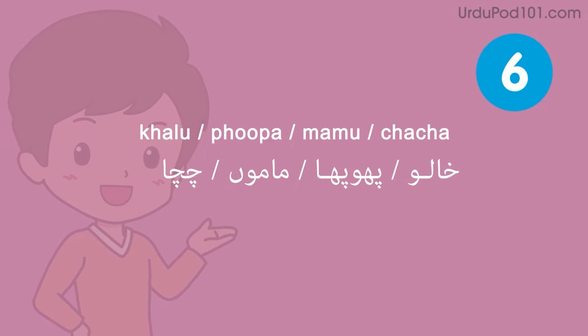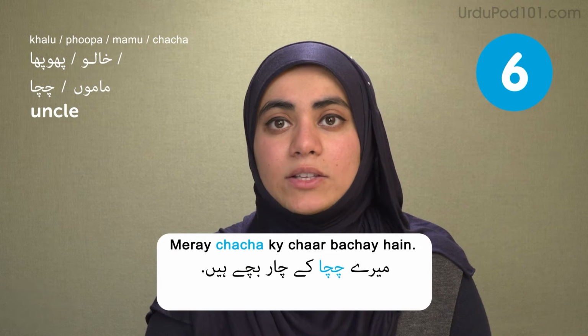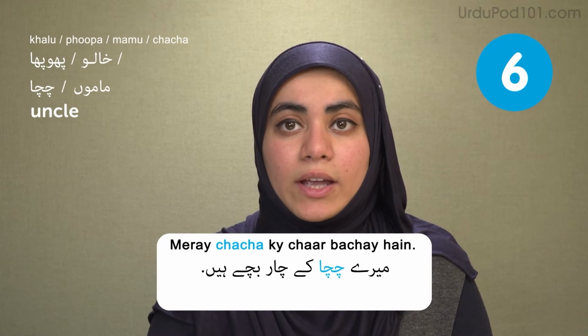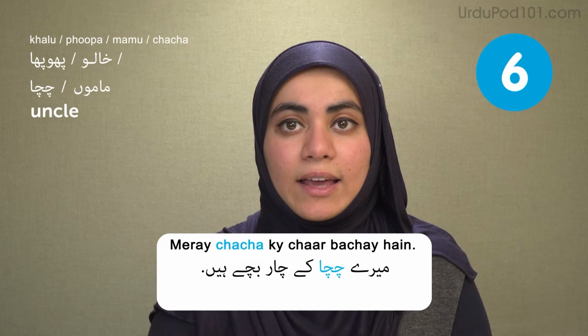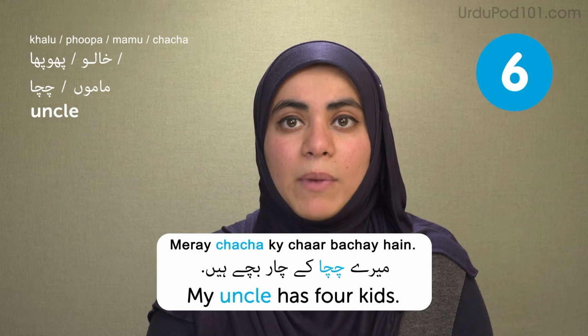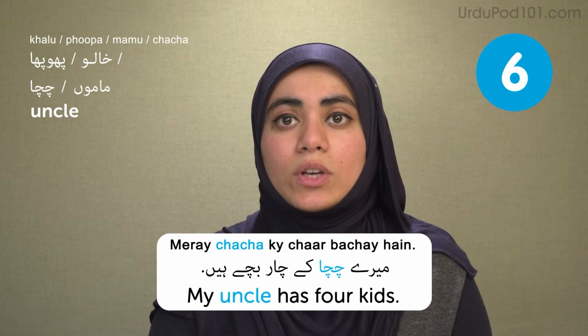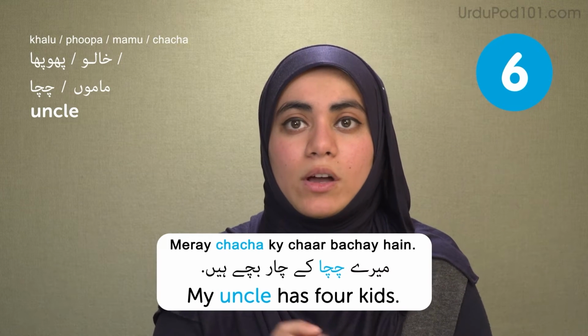Khalu, phupha, mamu, चचा, uncle. मेरे चचा के 4 बच्चे हैं. My uncle has 4 kids. So you might have noticed that in Urdu I actually used 4 words.